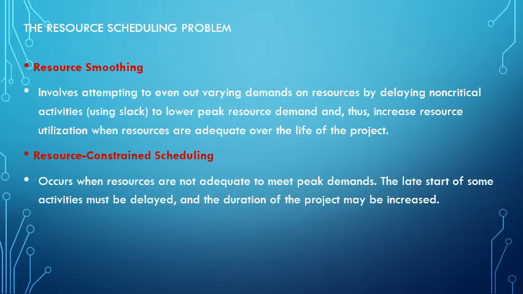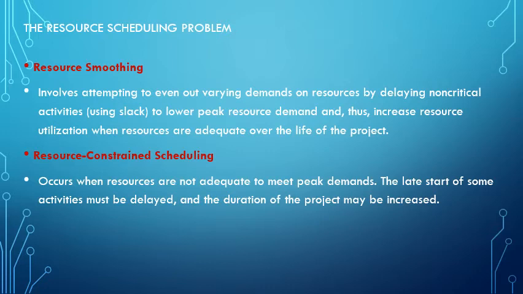Resource scheduling problems. So there is resource smoothing, which involves an attempt to even out the varying demands on resources by delaying non-critical activities, using up that slack to lower peak resources. When we go to another slide, I'll show you pictures of how this looks. So we might have periods of time where we need a whole bunch of one resource, and then other periods where we don't need as much. And we're going to try and blend that so that we can use the most achievable amount of resources rather than having resources sitting idle at points and then having to get extra resources at other times.